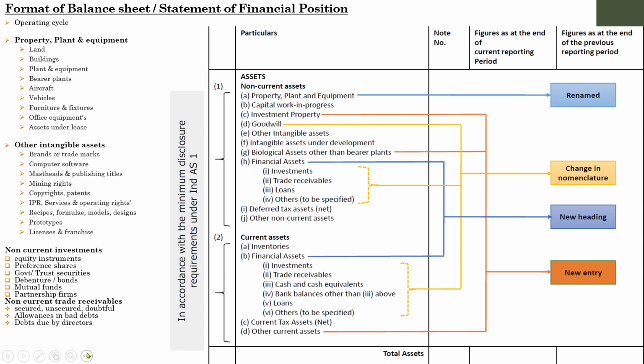Debts due by directors or other officers of the company, any of them, either severally or jointly with any other person, or debts due by firms or private companies respectively in which any director is a partner or a director or a member, should be separately stated. Any sort of non-current trade receivables with the directors or other officers of the company should also be considered. So these are the items that come under non-current trade receivables.